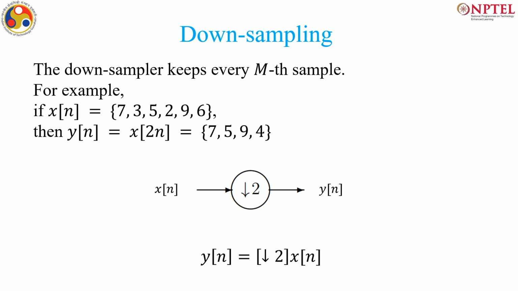The downsampler will keep every mth sample. For example, if this is my signal and say this is my 0 index, I will keep every sample. If I am downsampling by 2, I will skip every other sample and retain the rest. So, say there was a 4 here probably which is missed out. So, this is what I get. This is the symbol of downsampling, and this is also a representation of downsampling by a factor of 2.